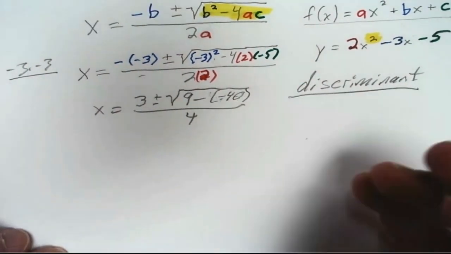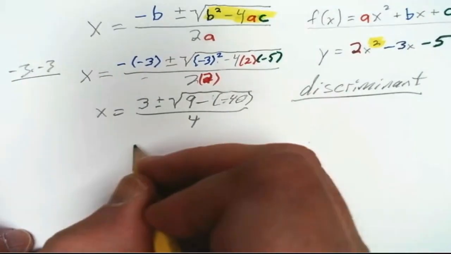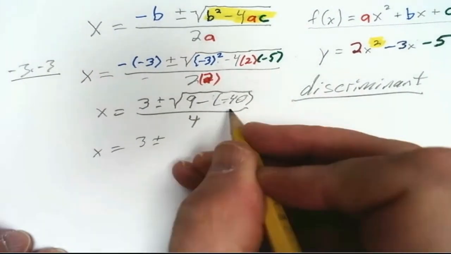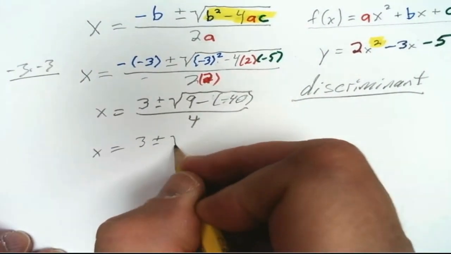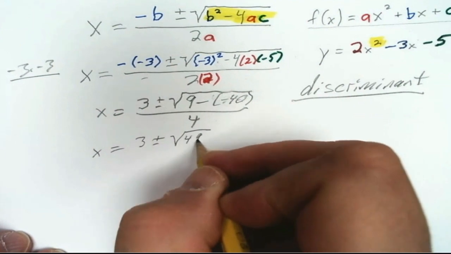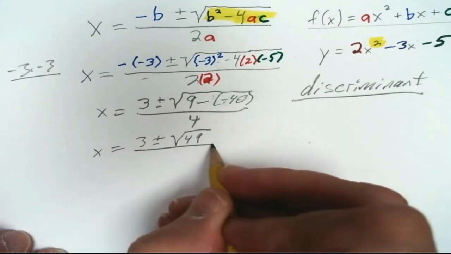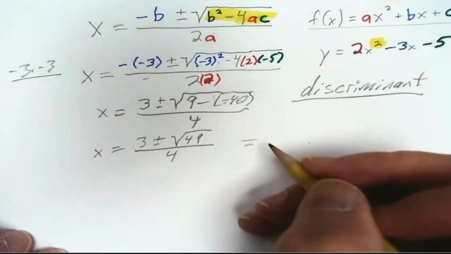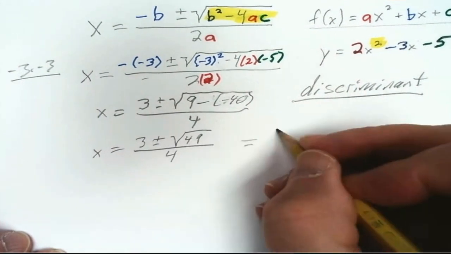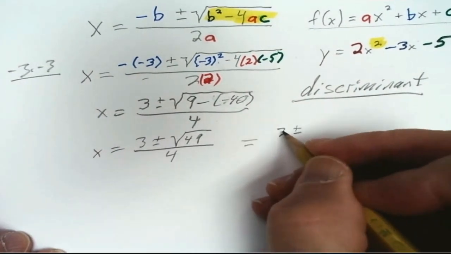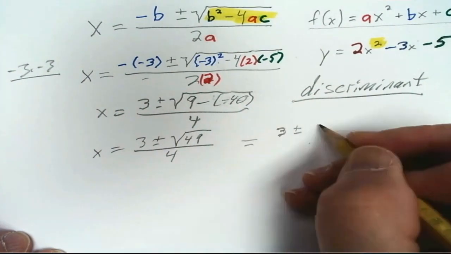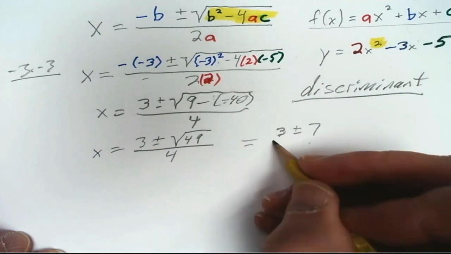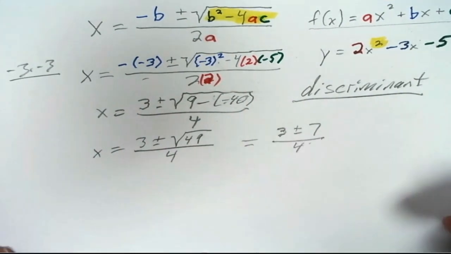All right, let's continue on. So this is 3 plus or minus. What is 9 minus -40? Well, when we subtract a negative, that means we add. So this is the square root of 49, and all over 4. So this simplifies. The square root of 49 is 7. Well, it's 7 or -7, but we've already taken care of that because we're talking about plus or minus. So that takes both things into account. So this is 3 plus or minus 7 over 4.